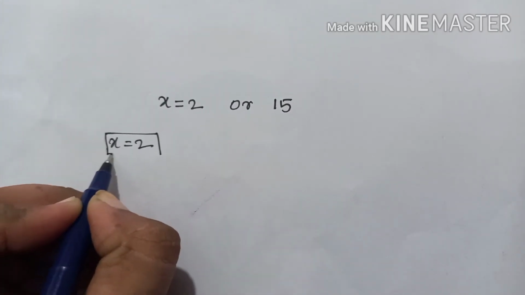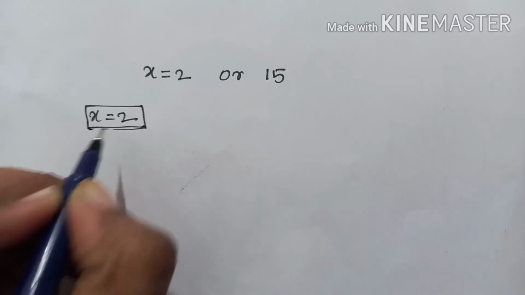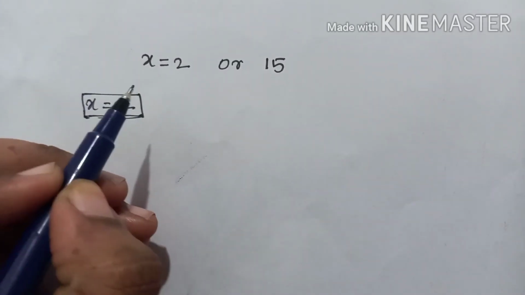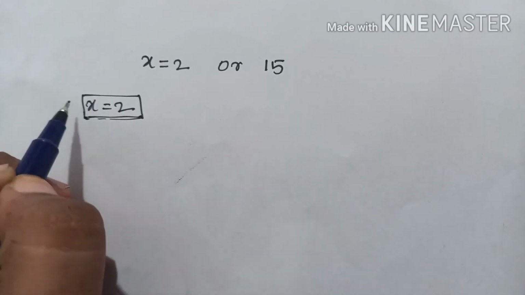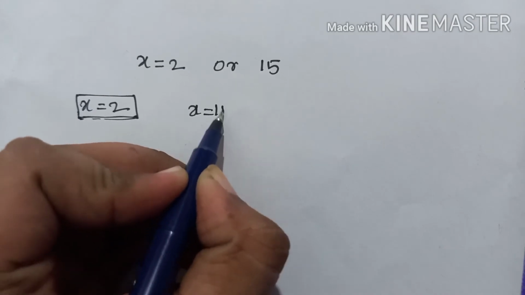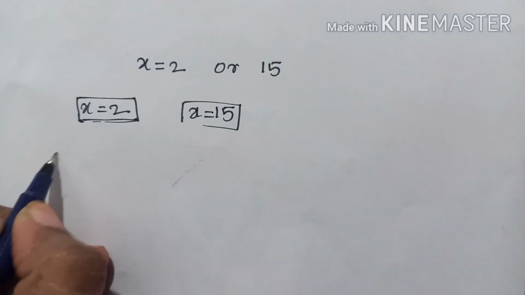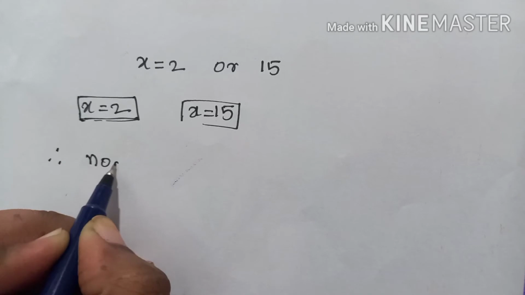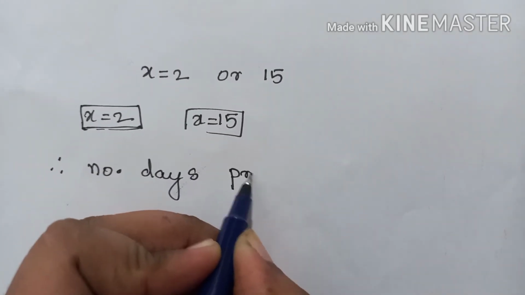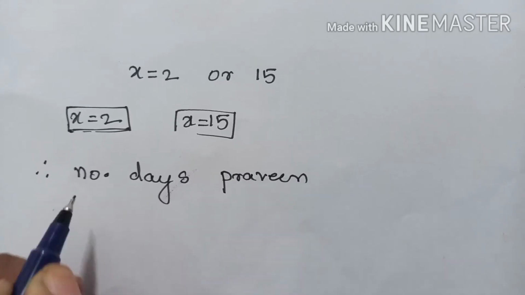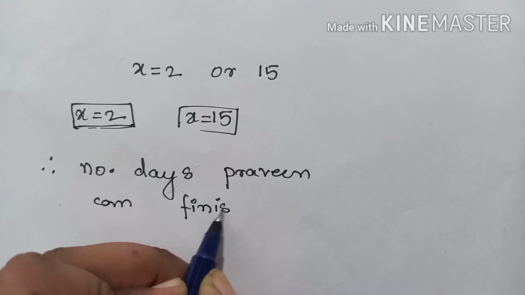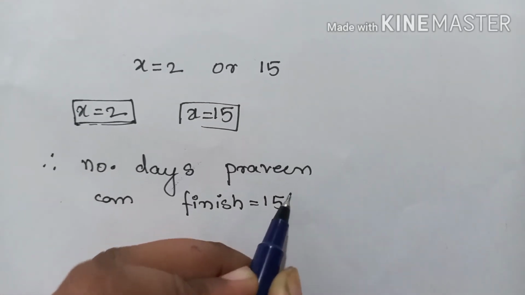Here x equals 2 should be considered, but it is impossible to consider x equals 2, because Praveen and Vinay both can only work in 6 days, but a single person cannot work in 2 days. So we are considering x equals 15. Therefore the number of days which we have assumed for Praveen to finish the work is 15 days. But this is not the question.